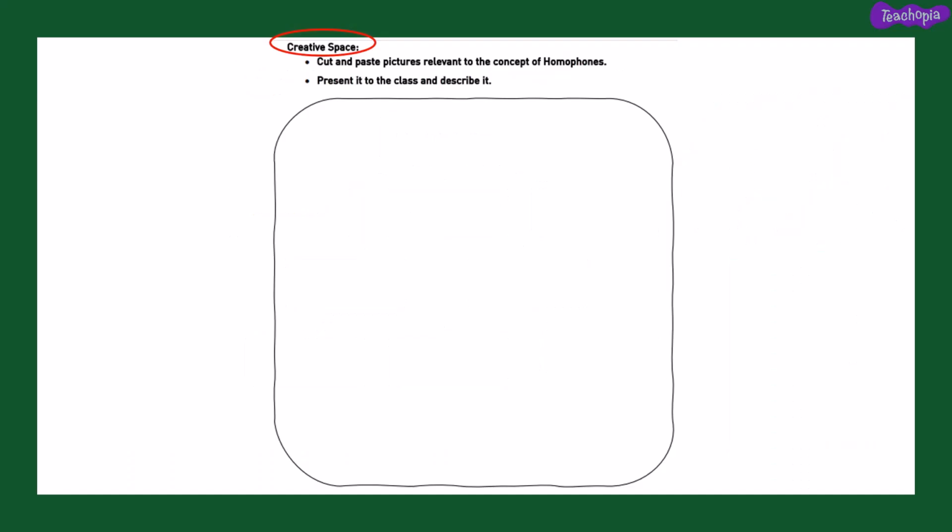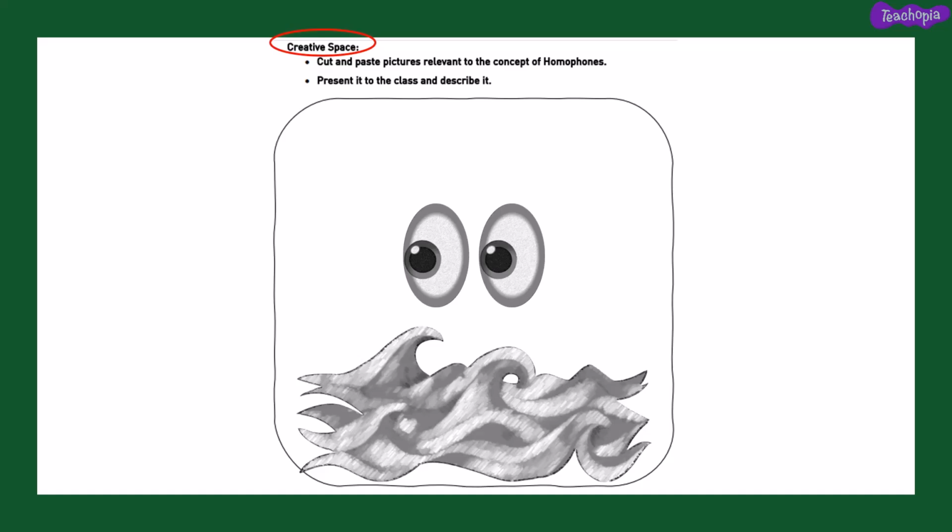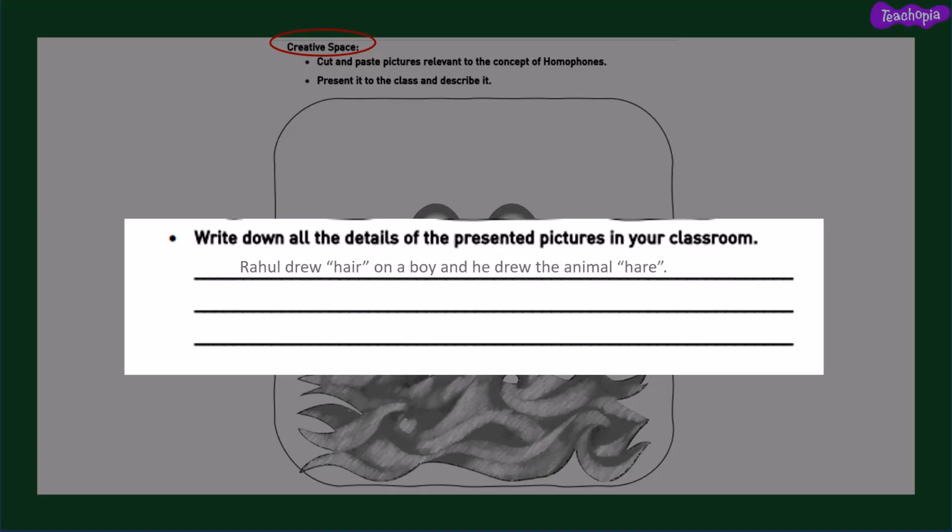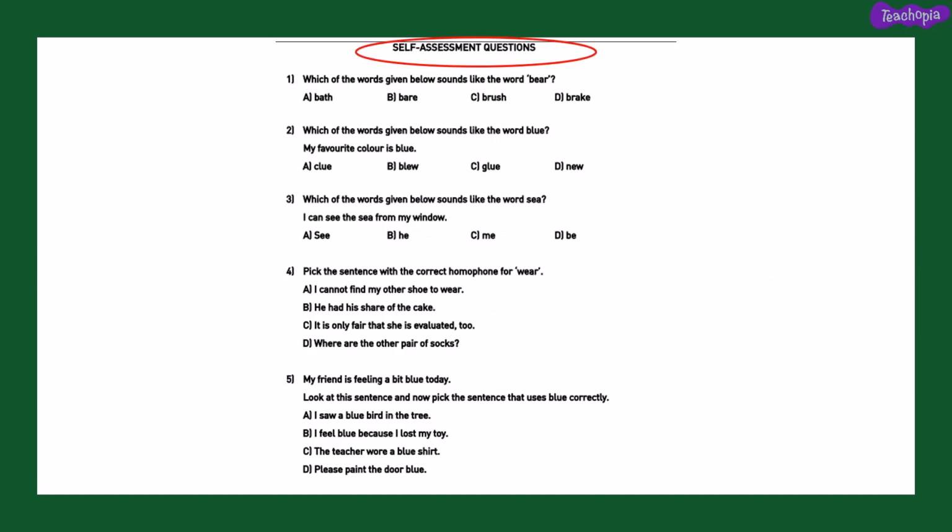Next, we come to our creative space activity. Here, we'll ask learners to cut and paste pictures relevant to the concept of homophones and present it to the class. Let them also observe the other pictures presented by their classmates and write descriptions of them in the box presented below. Next, we have self-assessment questions.